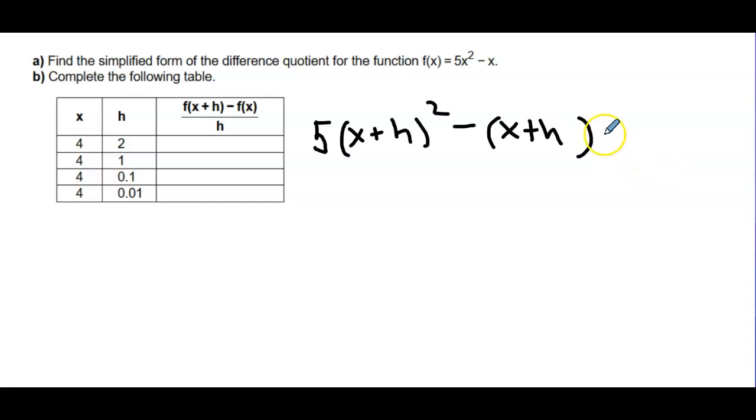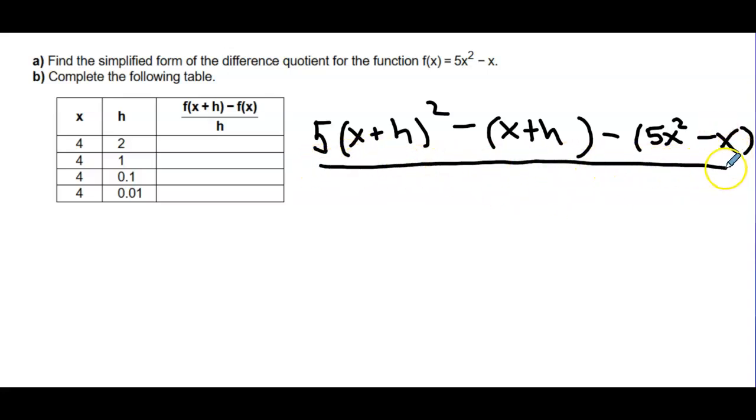And now we want to subtract f of x. Now because f of x is 2 terms, we want to be careful here and make sure that we subtract the whole thing. So we'll put parentheses. But other than that, f of x is already given to us. So it's 5x squared minus x. And for the difference quotient here, we'll divide everything by h. And this is our difference quotient.